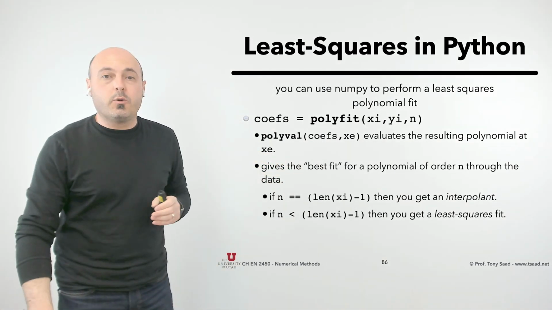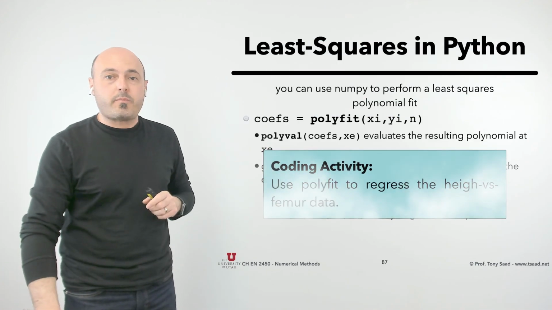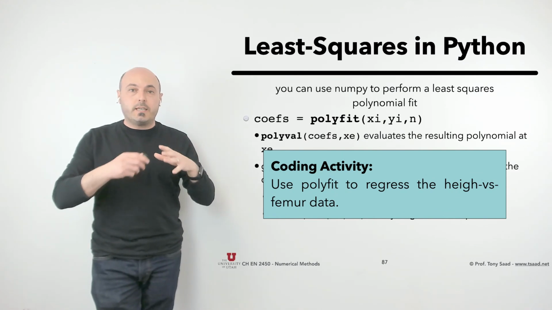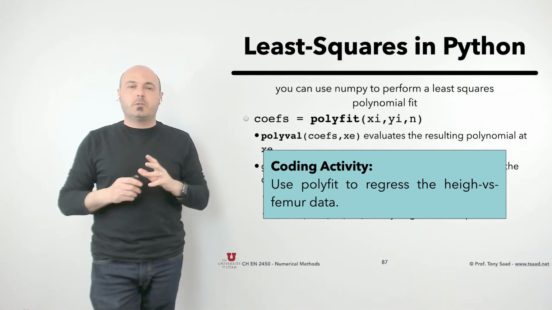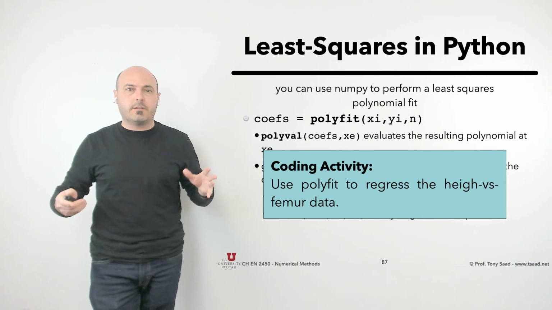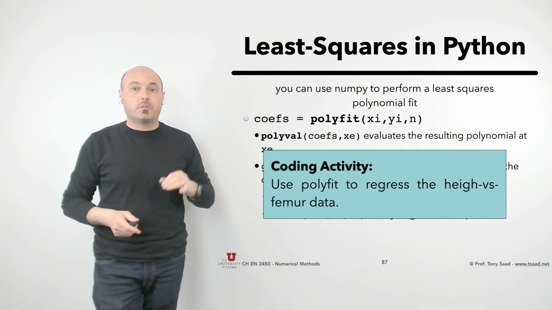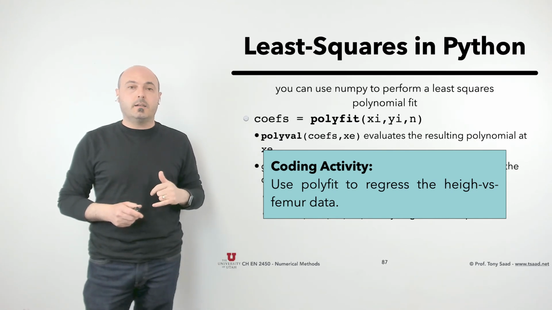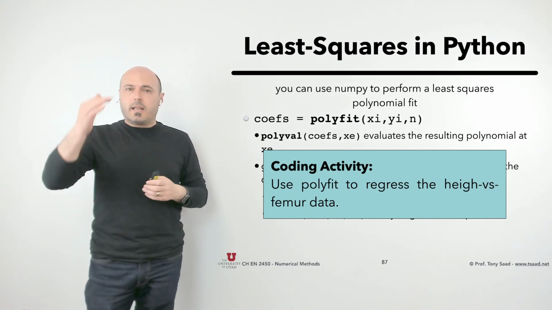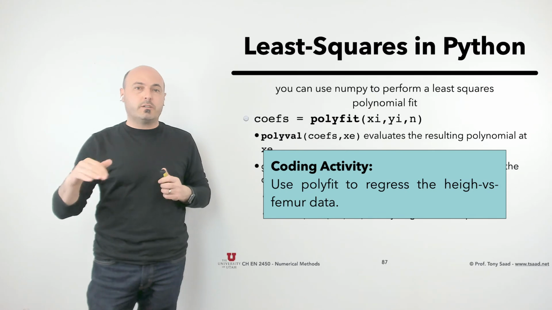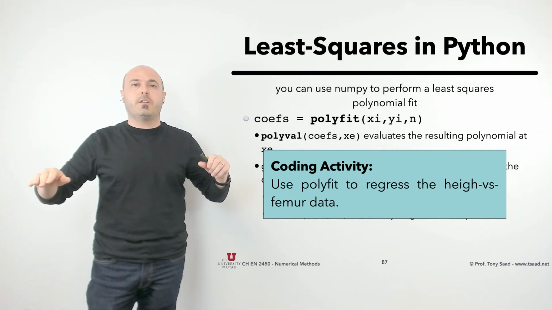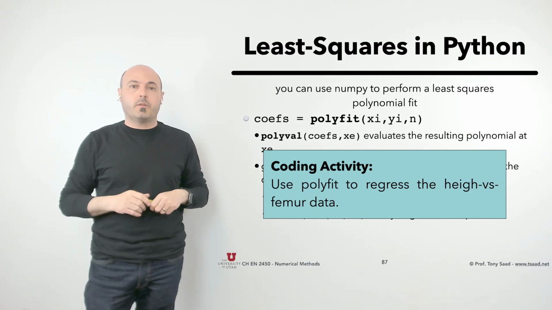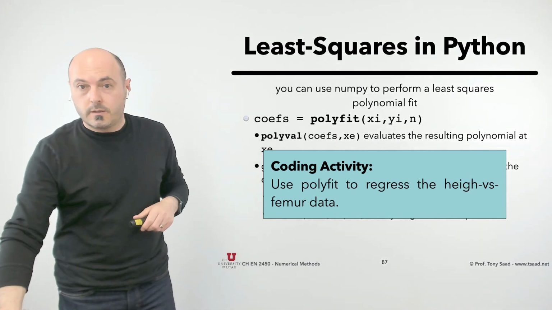So let's go ahead and do this in Python now. Last time we did this using our own programming to do the inversion and get the regression done. Now we're going to use the Polyfit. So open up your height versus femur data that we worked on last time. Last time we left off, I think, at the r² value. Now we're going to do the same thing using Polyfit and Polyval. Okay, I'll see you on the other side.